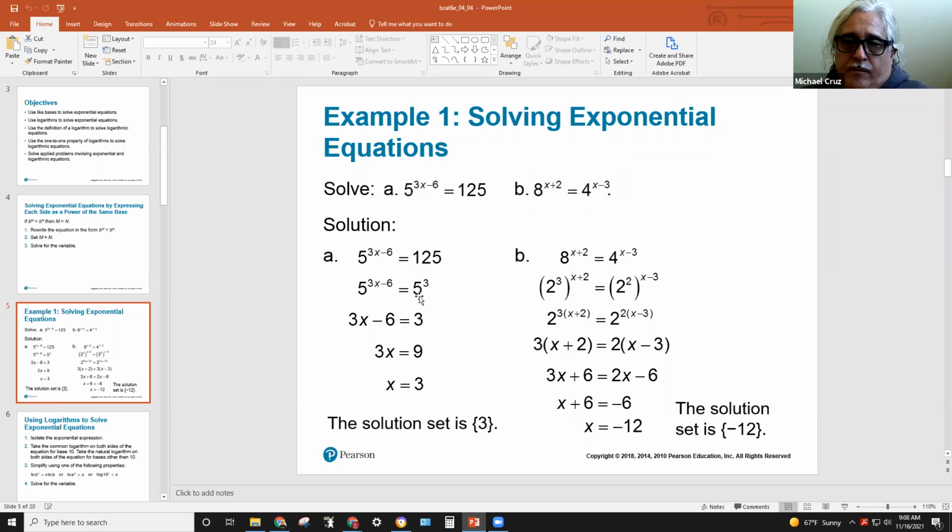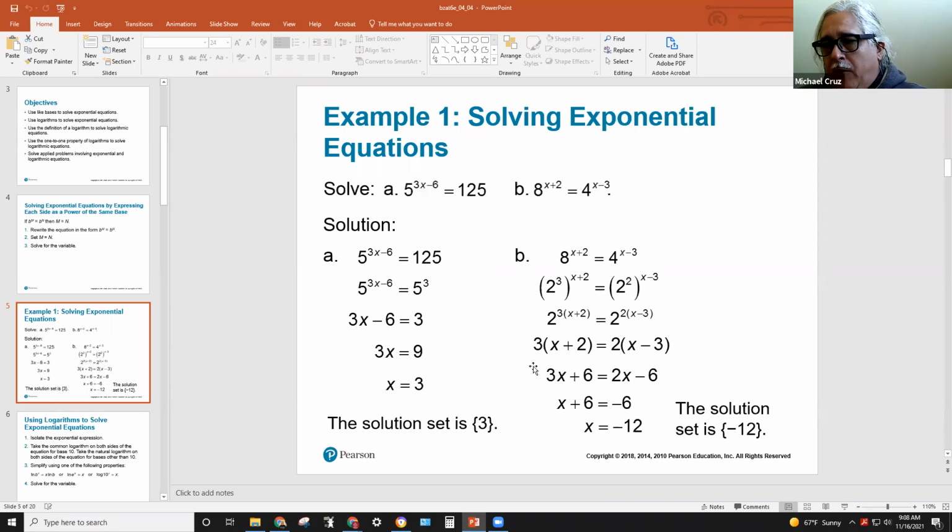All right. Now, since these bases are alike, we just yank them out. The 3x minus 6 falls down, and 3 falls down, and we got just a plain old equation. So 3x minus 6 is equal to 3. Add 6 to both sides. We get 3x equal to 9, divide by 3, and that gives us the solution of 3. And you can kind of check it back in here. 3 times 3 is 9. 9 minus 6 is 3. 5 cubed is equal to 125.